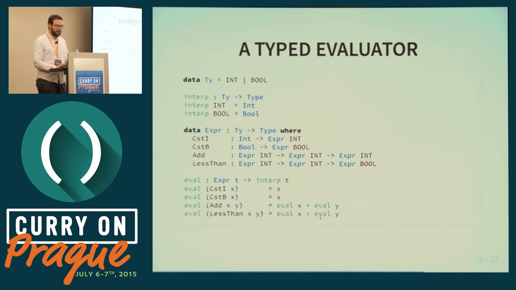In the case of add, we can figure out what the types are based on the interpretations of the codes inside of the left and the right arguments, and so we can just add those together. We don't need to do any more work. We don't need to do any runtime checks or anything. And for less than, the same argument applies.